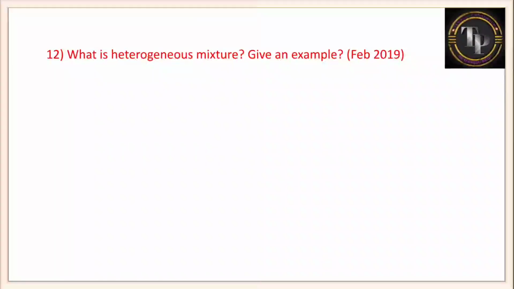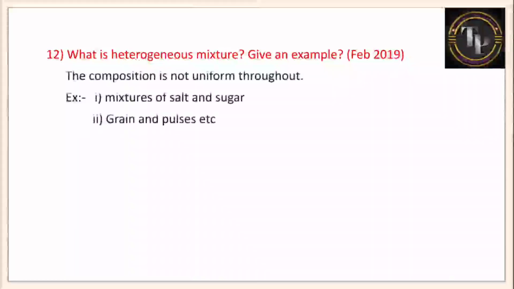What is a heterogeneous mixture? There, in homogeneous, the composition is the same throughout, uniform. Here it is non-uniform. The composition is not uniform throughout. Examples: mixtures of salt and sugar, grain and pulses. These are the examples for heterogeneous mixtures.